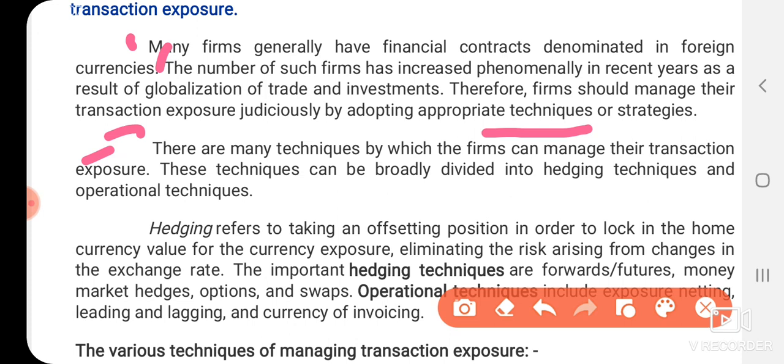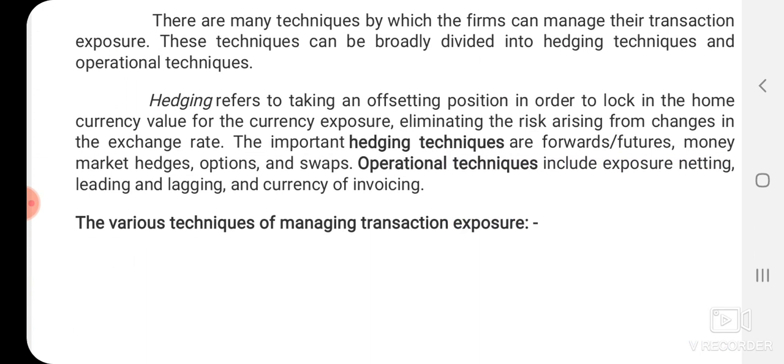There are some techniques for hedging. Hedging means nothing but minimizing. What are such techniques? We can discuss below. There are many techniques by which firms can manage their transaction exposure. These techniques can be broadly divided into hedging techniques and operational techniques.